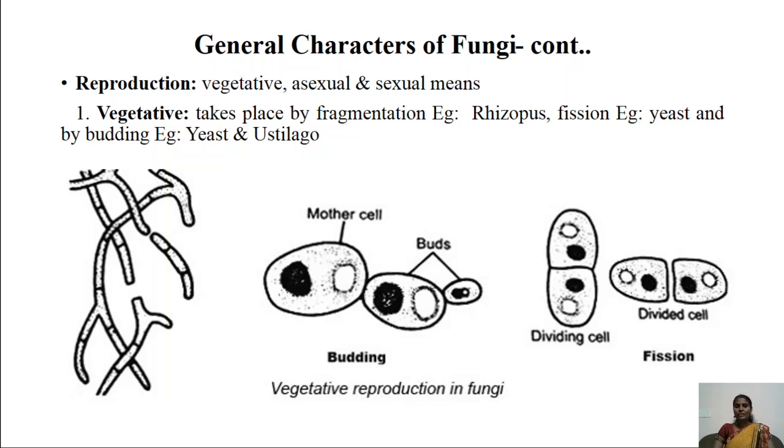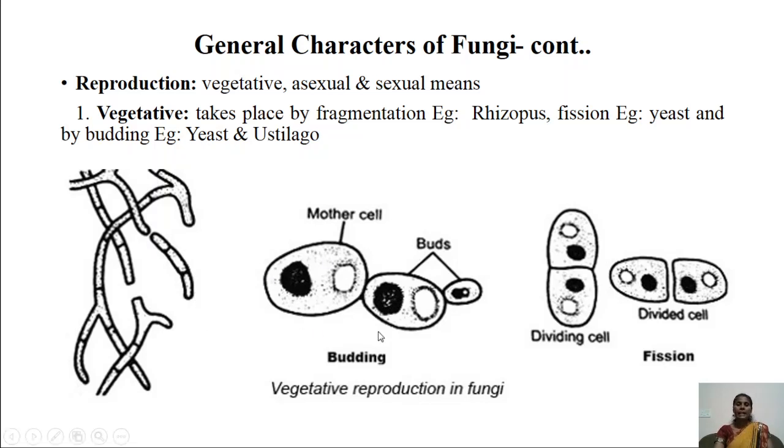Vegetative reproduction in case of fungi takes place by three important methods: fragmentation, fission and budding. In fragmentation, this is a filamentous, multicellular hypha, where if there is any mechanical injury, the filament gets broken, and this broken filament has the capacity to develop into a new individual hypha. This type of reproduction is called fragmentation.